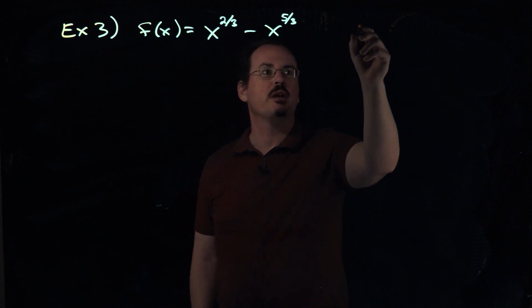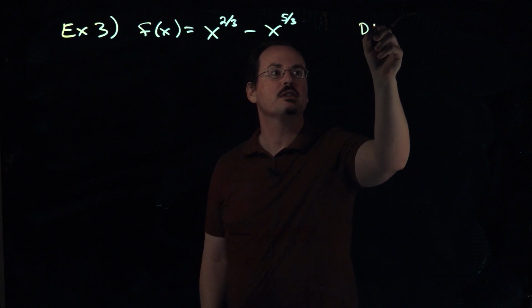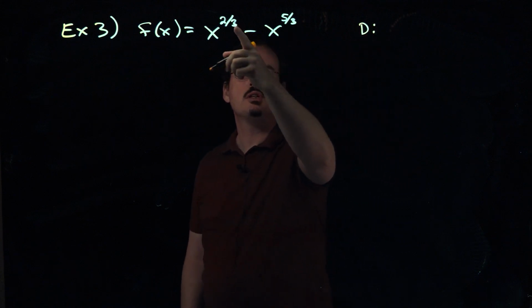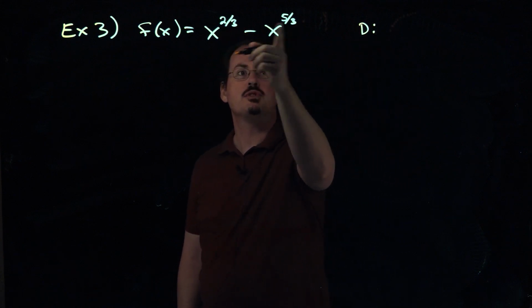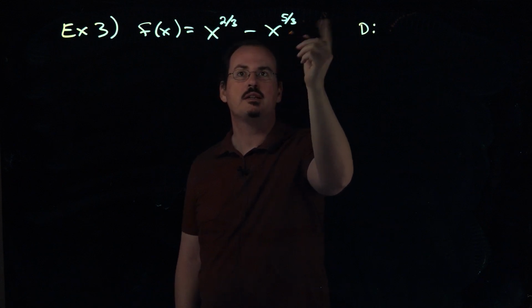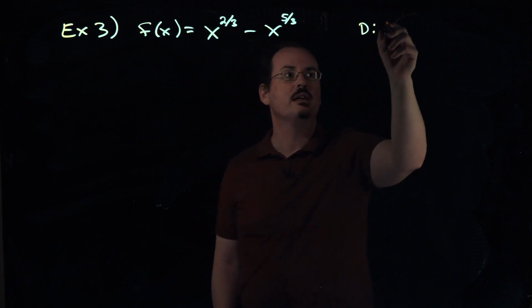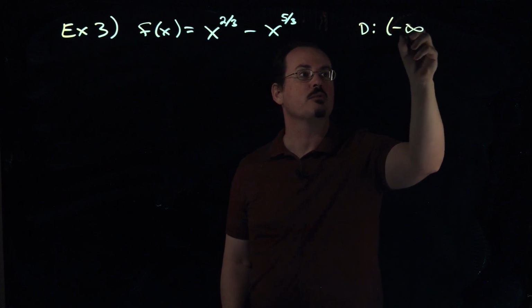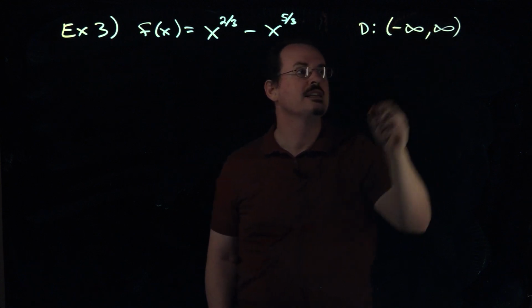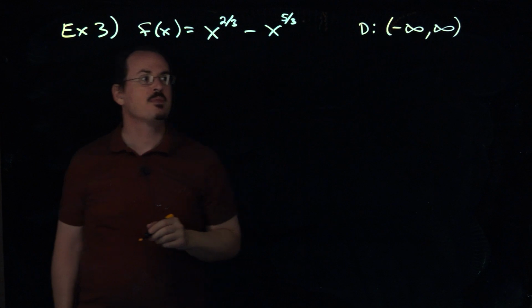One thing we might want to just make note of here is what the domain of this function is. That's a cube root, and so is that. So if you've got cube roots on both of these, it's okay to take the cube root of a negative number. So the domain of this thing is going to be all real numbers. So that's kind of something we might want to notice for later.